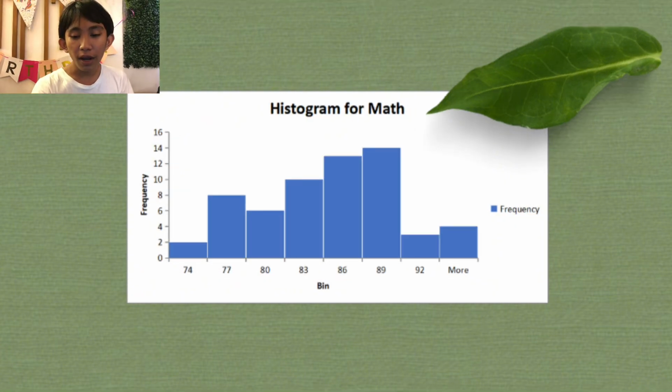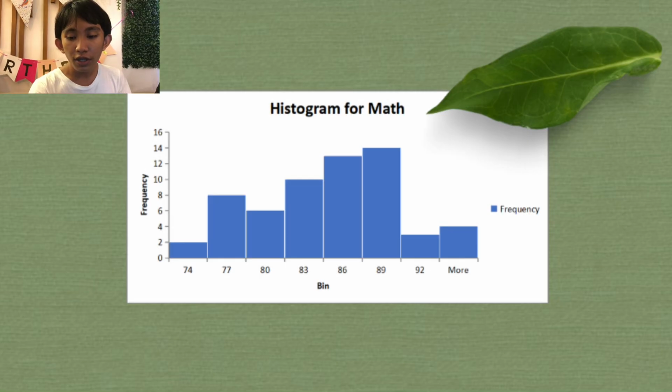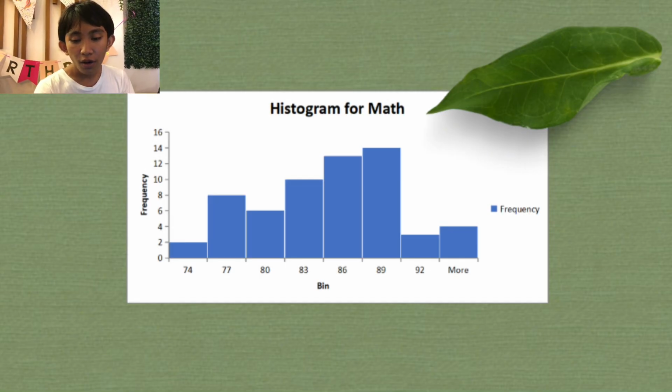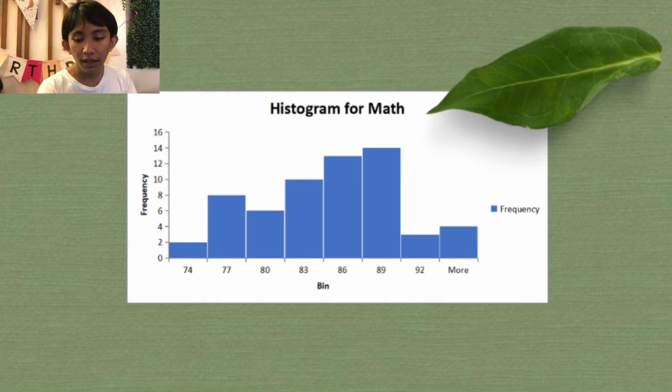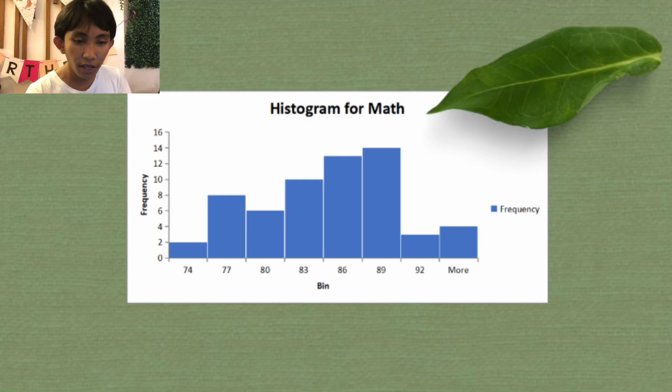So the math histogram shows the distribution of math scores. Most students scored between 83 and 89, with the highest frequency around 89. Fewer students scored in the lower and higher ranges, indicating a more balanced distribution with a peak in the mid-range.